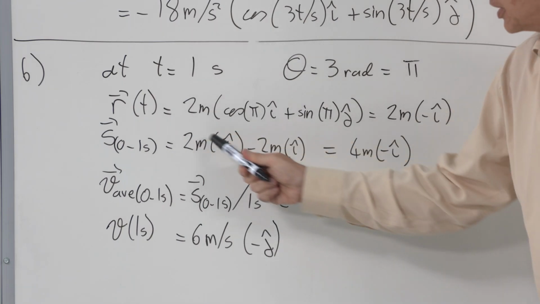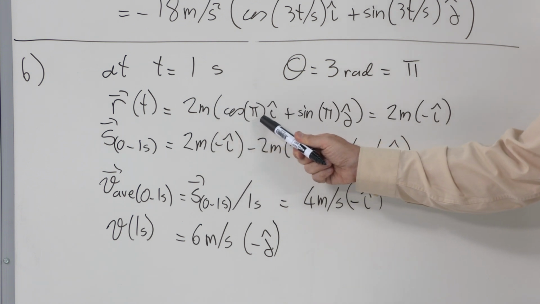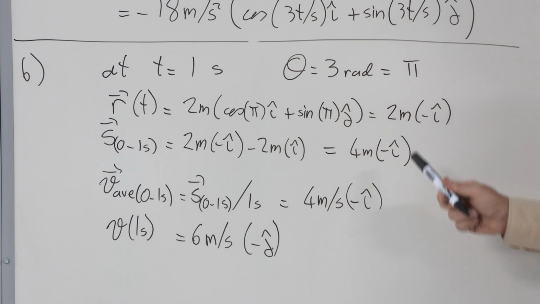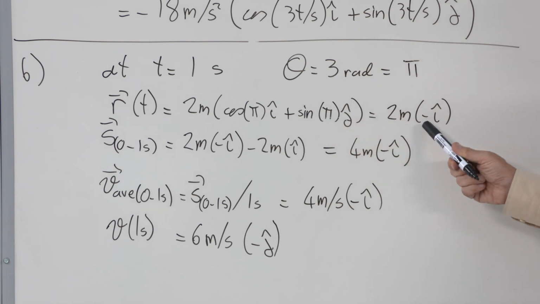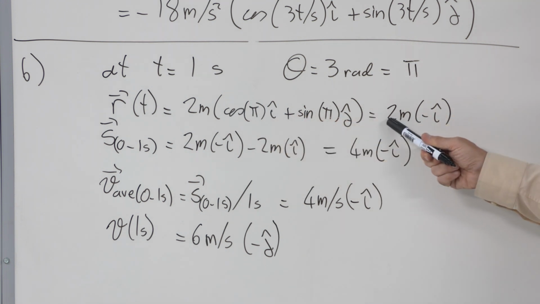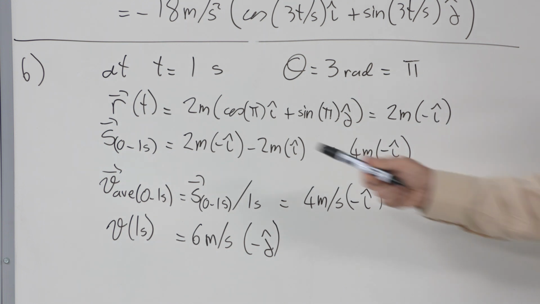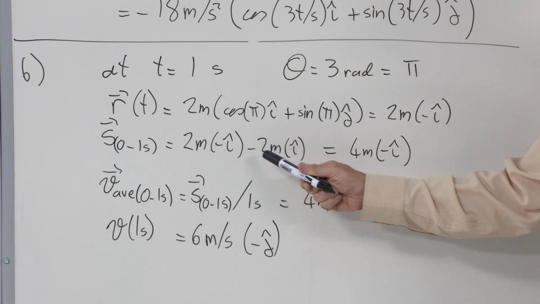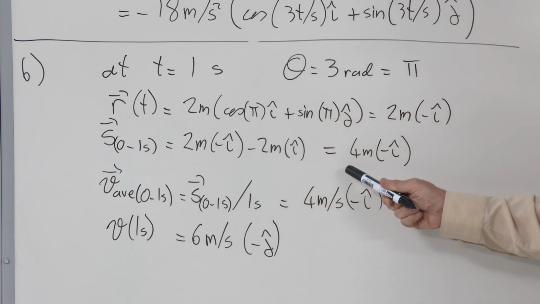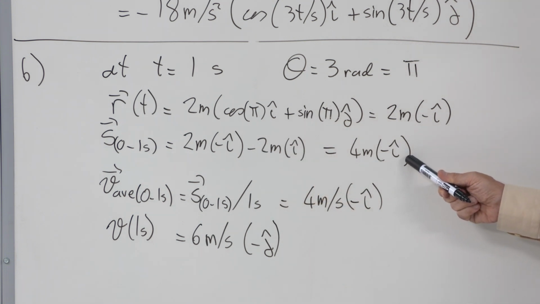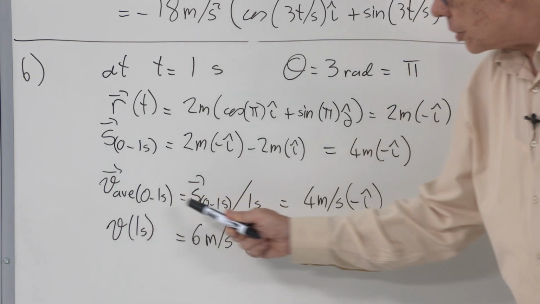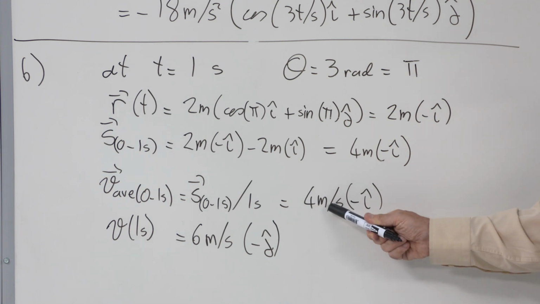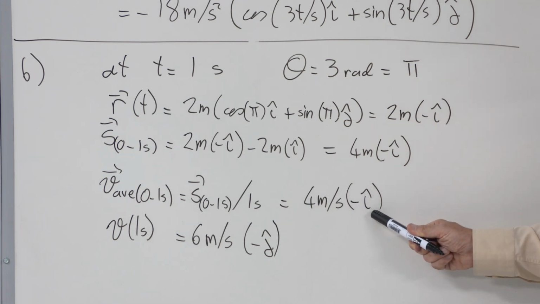So position is 2 meters times cosine pi i plus sine pi j, and sine pi is 0, cosine pi is minus 1, so 2 meters times minus i. Displacement: 2 meters times minus i, minus 2 meters times plus i, gives 4 meters times minus i. Average velocity is this displacement divided by the 1 second, 4 meters per second in the minus i direction.